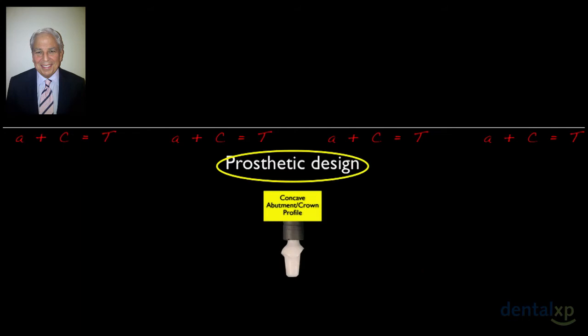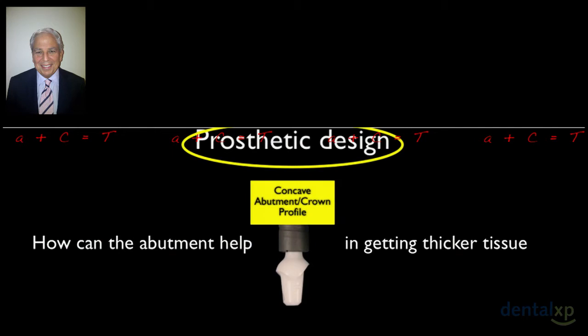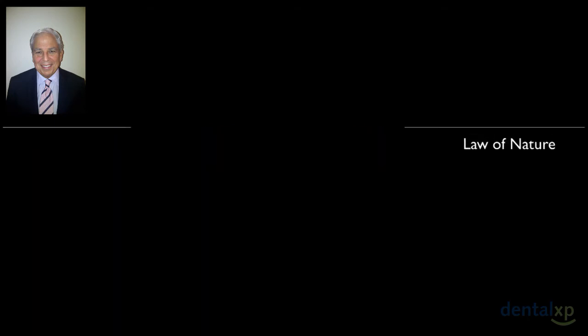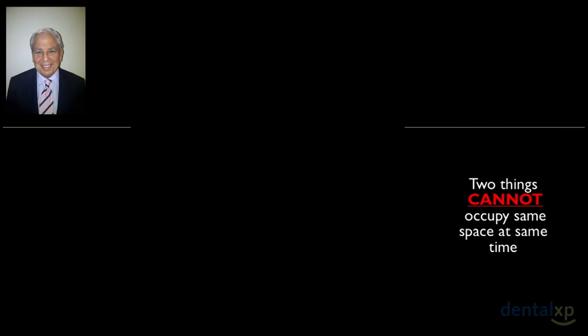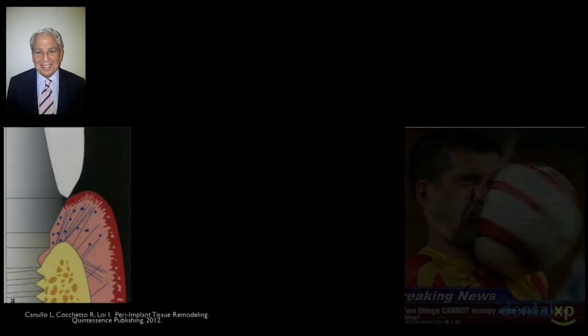So now we go one step further and say, well, we have that ACT principle, A plus C equals T. How can the abutment help us in getting thicker tissue? Well, there's a law of nature, and it says that two things cannot occupy the same space at the same time. You take a look at this poor guy over here, where his nose is now going to be a little bit to the side, because the ball is going to be taking its place. Let's take that concept and apply it to implant dentistry. By the way, these next graphics are out of a text by Canullo and Cocchetto, published last year by Quintessence on peri-implant tissue remodeling.